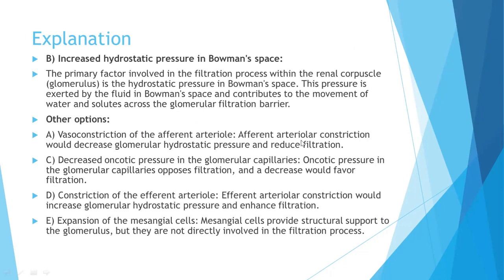Vasoconstriction of the afferent arteriole. So, afferent arteriole constriction will decrease the glomerular hydrostatic pressure and reduce the filtration, because the blood cannot go from the afferent arteriole towards the glomerulus, since the afferent arteriole is now constricted. There is decreased oncotic pressure in the glomerular capillaries. So oncotic pressure in the glomerular capillaries opposes the filtration, and a decrease will favor the filtration.